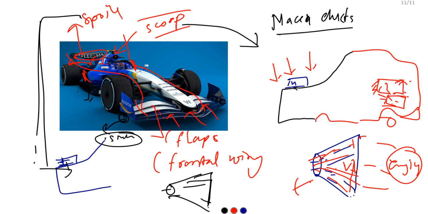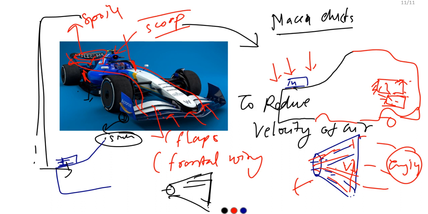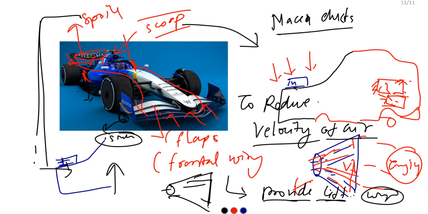So these devices are used somewhere to reduce the velocity of air, and sometimes we use them to provide lift. Whether in a car or in skyscrapers, even in Burj Khalifa, they have used multiple wings and scoops to resist the air or to avoid air interaction. This also provides lift if we are using wings. In an aeroplane we use lift, and in Formula 1 we use downforce. So we need to understand that as per our requirements, we use the effect of air.